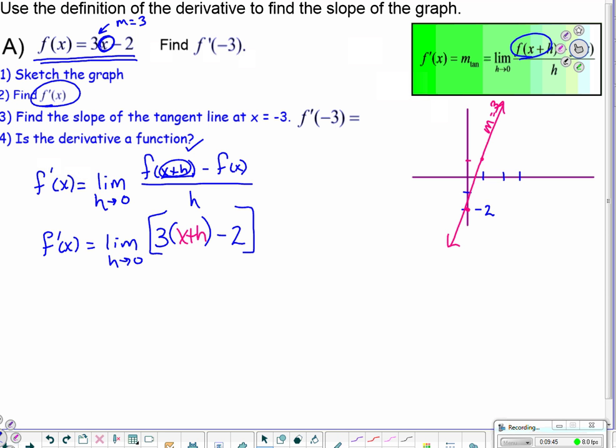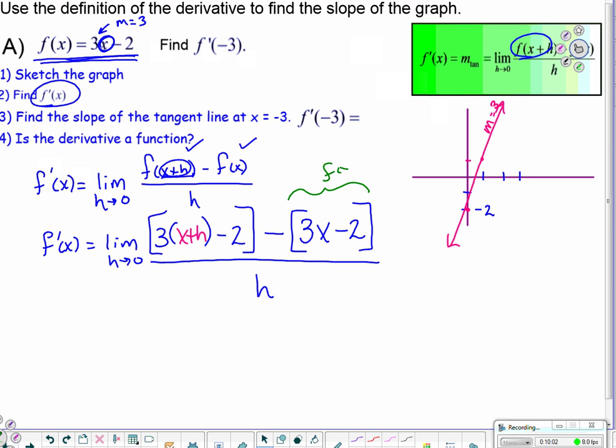Now it says minus, okay, minus. Now I've got to evaluate f at x. Well, that's what this says. So here's the second part. It's 3x minus 2. I'm purposely using those brackets just to accentuate the fact that this was f of x, and this is f of x plus h.